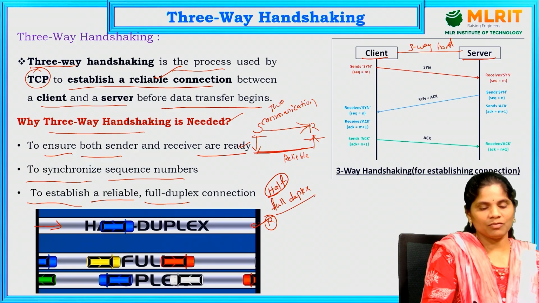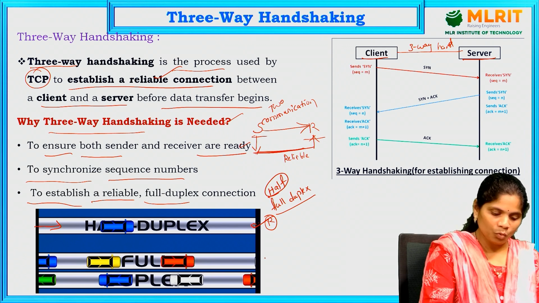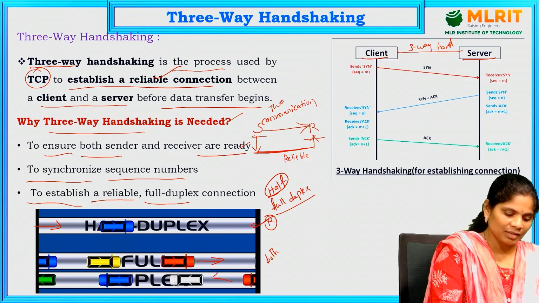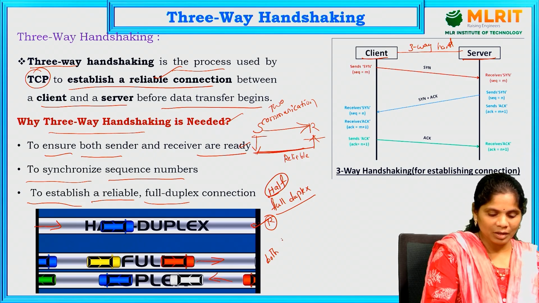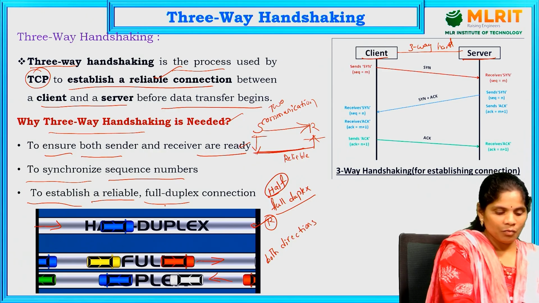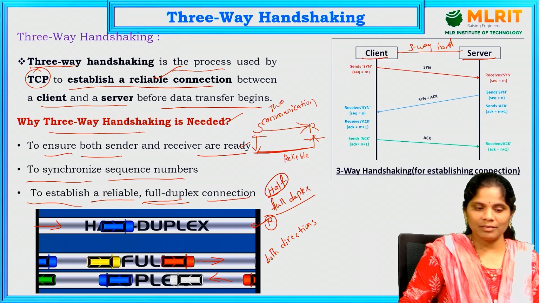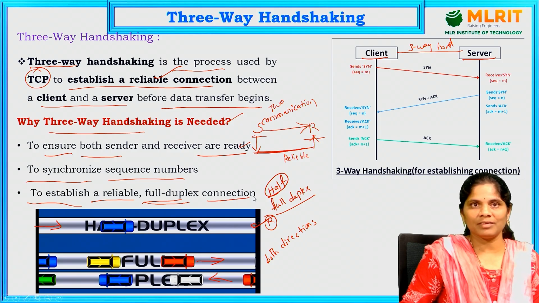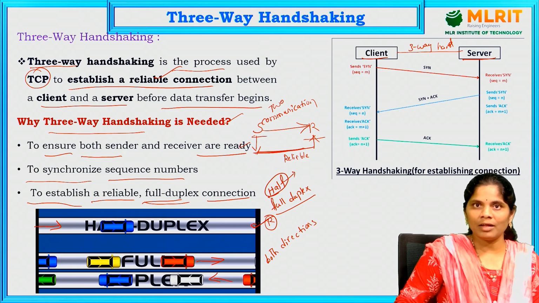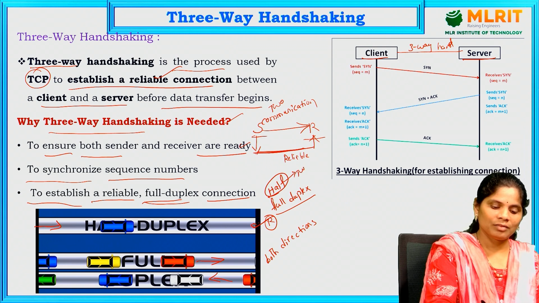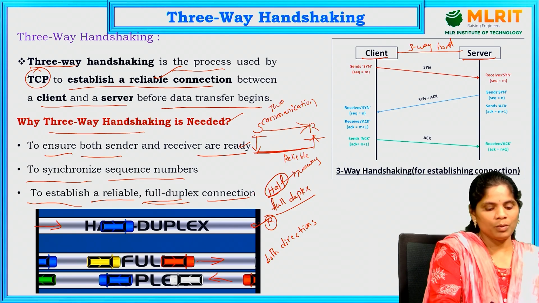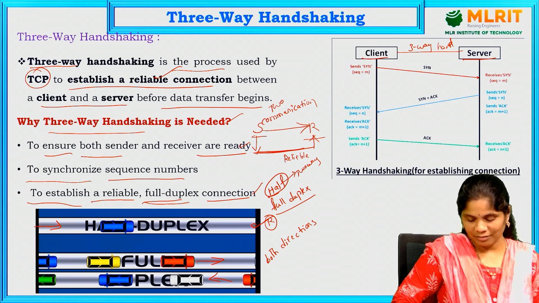And coming to full duplex, what is full duplex? Full duplex means both directions are there: one is the sending direction and the other is the receiving direction. So it is two-way communication at the same time, in both directions. TCP uses a full duplex connection, while half duplex has only one direction at a time, either sending or receiving. So in three-way handshaking, we use a full duplex connection.